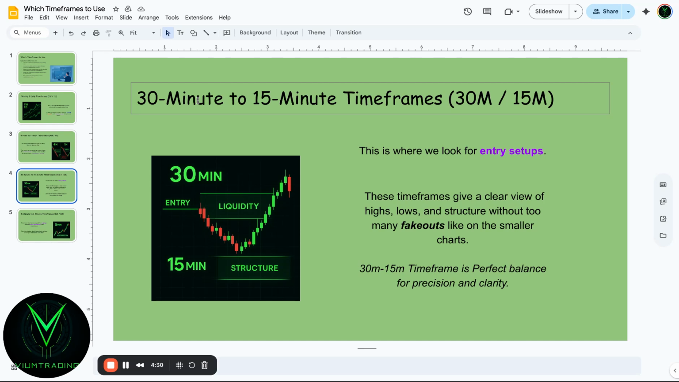So for this type of time frame, this is my favorite type of time frame to get into the trade.